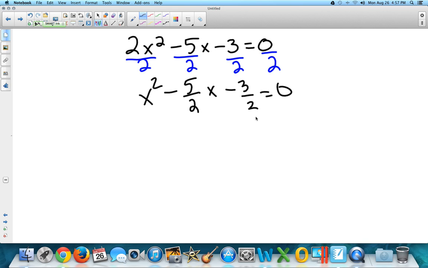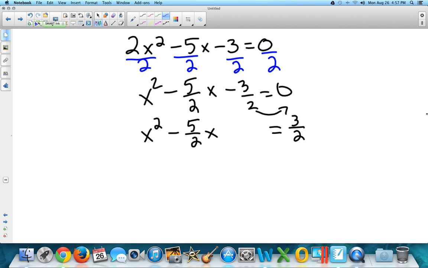Like in the last example, I'm going to pull my constant term to the other side. So I'll have x squared minus 5 over 2x. Again, like in my last example, I'm going to leave some space. And on this side, I'll have a positive 3/2 because I add the 3/2 to both sides.